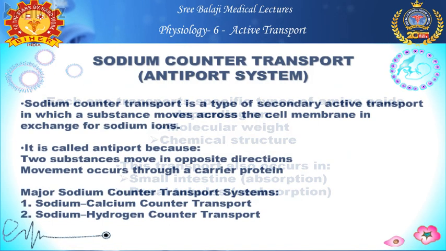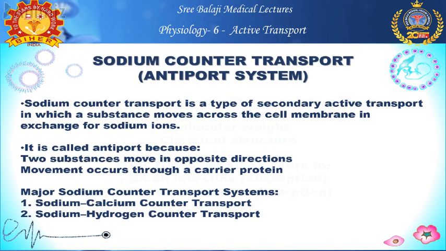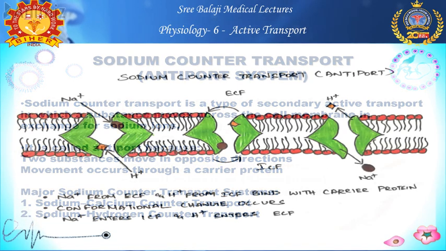Now we are going to see about sodium counter transport, that is the antiport system. Sodium counter transport is a type of secondary active transport in which a substance moves across the cell membrane in exchange for sodium ion. It is called antiport because two substances move in opposite directions. Movement occurs through a carrier protein. Major sodium counter transport systems are sodium-calcium counter transport and sodium-hydrogen counter transport.